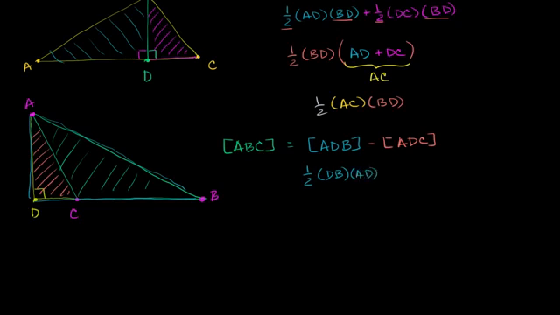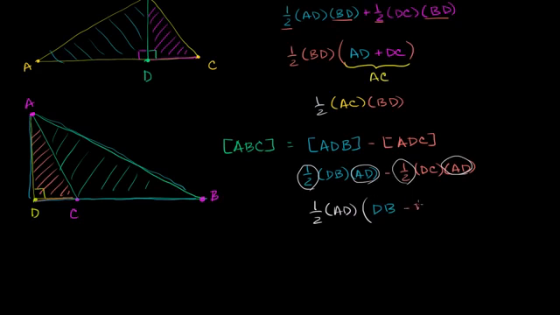And then from that, we want to subtract the area of the smaller triangle. So that's going to be 1/2 times our base, which is DC, times the length of our height, which is AD. So here we can factor out a 1/2 and an AD. So we factor out a 1/2 times AD, and what's left inside is DB minus DC.